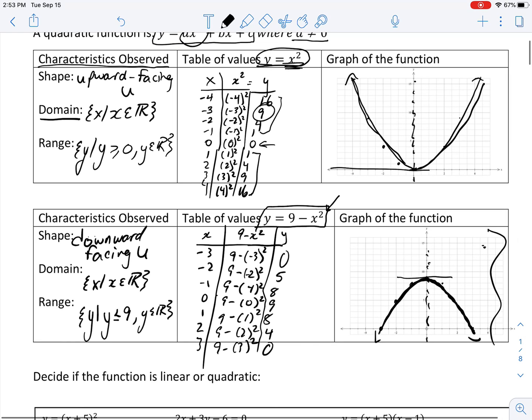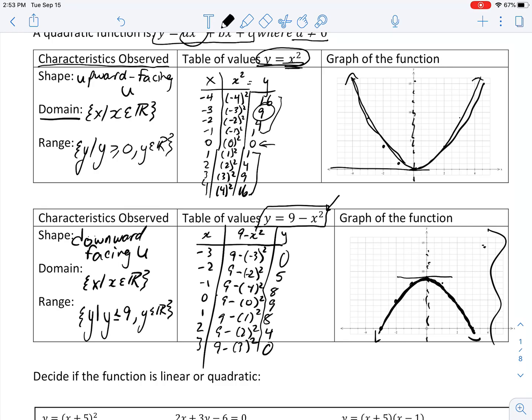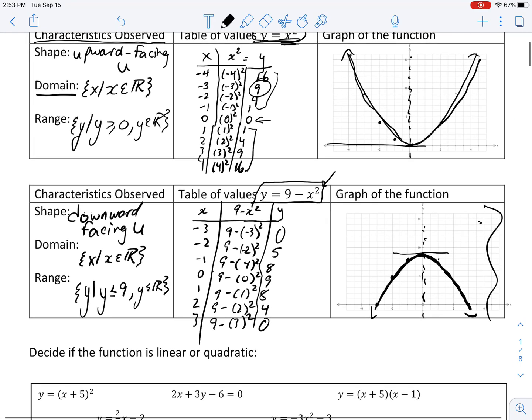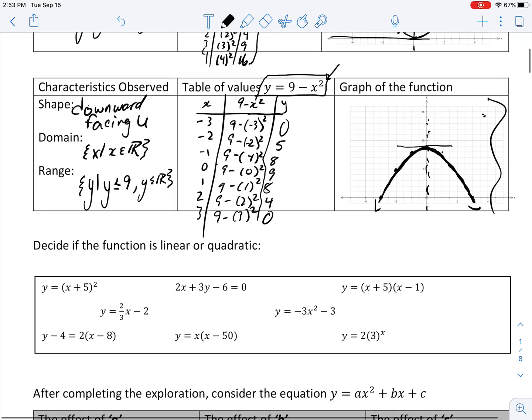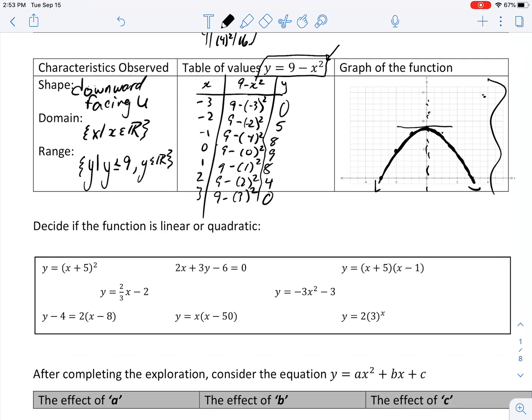So just a little exploration here of these two quadratics. So now I've got a handful of equations in here. I've got 1, 2, 3, 4, 5, 6, 7, 8. And I want to decide, is it linear or is it quadratic? Linear means the highest power that I see on the x is 1. Here, highest power is 2. Quadratic means squared. Linear means that the power on the x is 1.